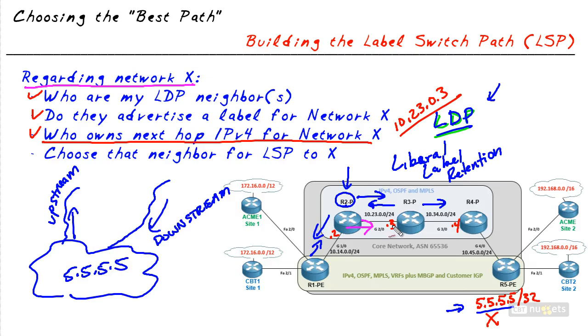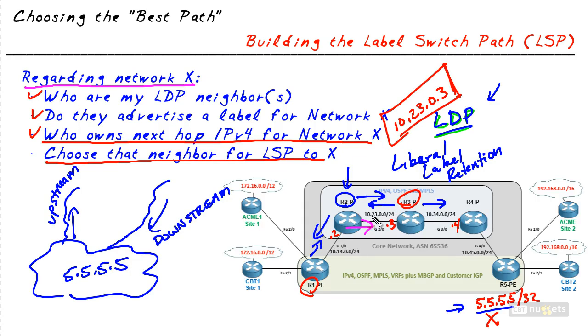10.23.0.3. So based on what we learned via OSPF or IGP, or it very well could have been a static route that said this is your next hop for 5.5.5.5, it really doesn't matter how or why R2 believes that's the next hop, but if it does, the last step is to choose the neighbor, the LDP neighbor between R1 and R3 who owns this IP address, 10.23.0.3.